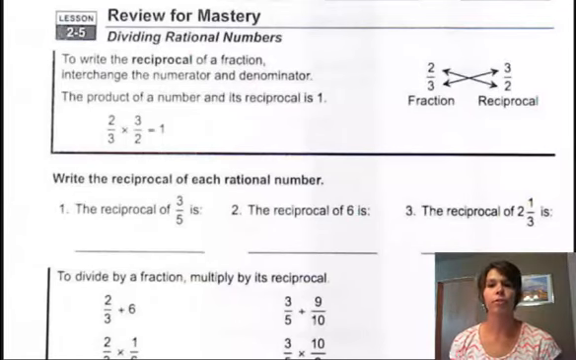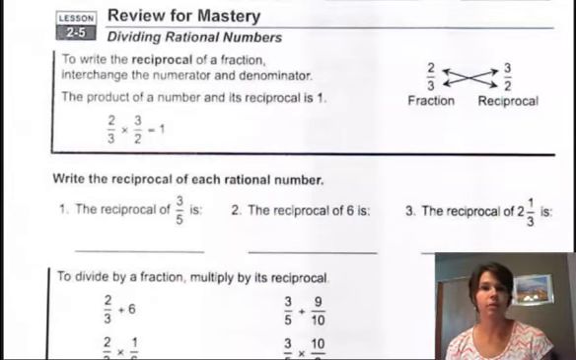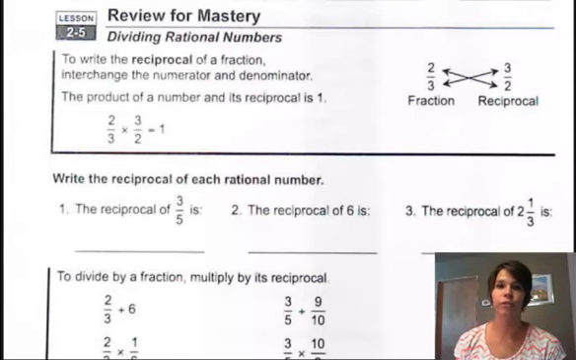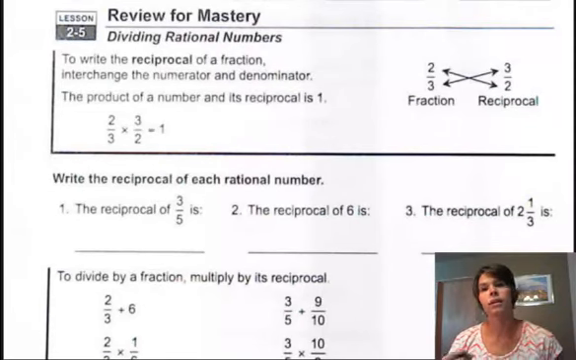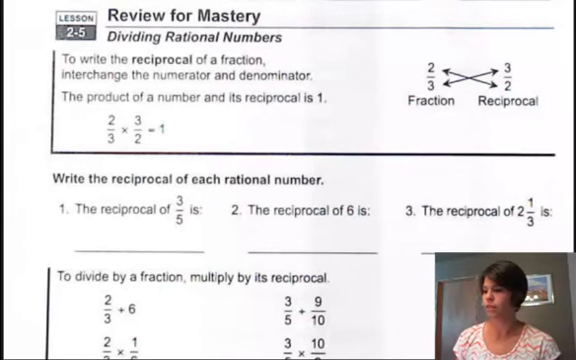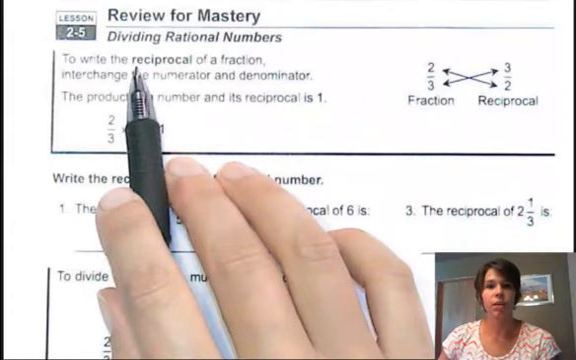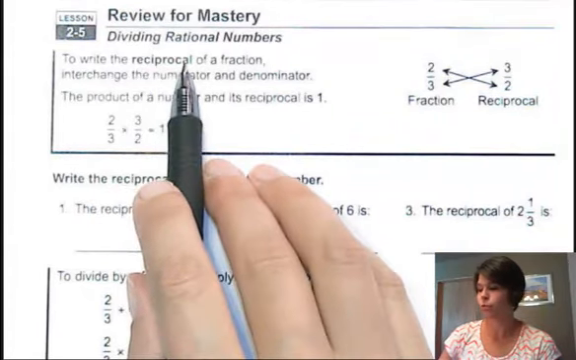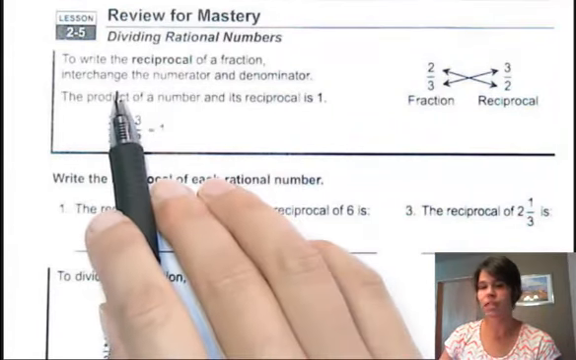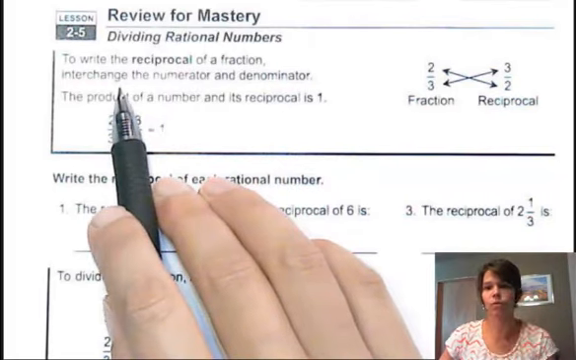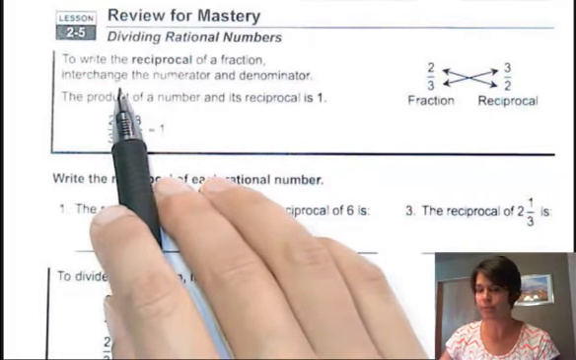Okay, so 2.4 dealt with multiplying rational numbers, and today 2.5 we're going to divide rational numbers. So 2 tricks to dividing fractions and decimals. Let's start with fractions. Remember, we have to use this thing called the reciprocal. So to write the reciprocal of a fraction, you just interchange or swap out the numerator and the denominator.